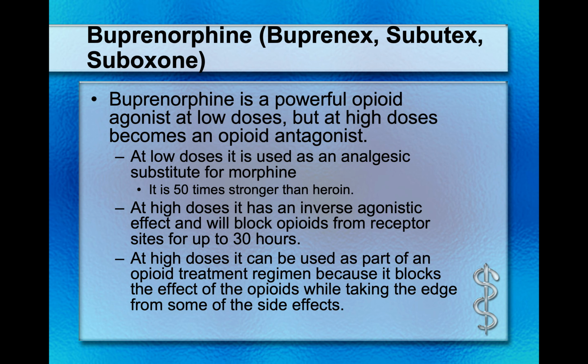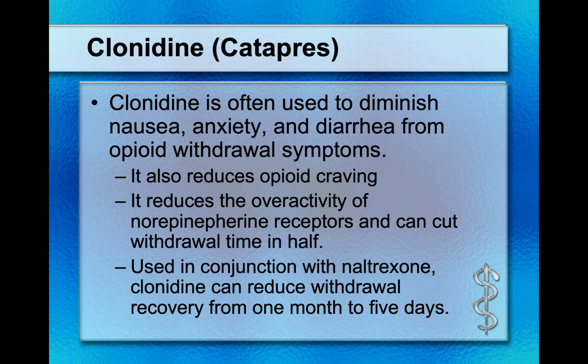Buprenorphine is a powerful opioid agonist at low doses, but at high doses, it becomes an opioid antagonist. At low doses, it is used as an analgesic substitute for morphine. It is 50 times stronger than heroin. At high doses, it has an intense inverse agonistic effect and will block opioids from receptor sites for up to 30 hours. At high doses, it can be used as part of an opioid treatment regimen because it blocks the effect of the opioids while taking the edge off some of the side effects.